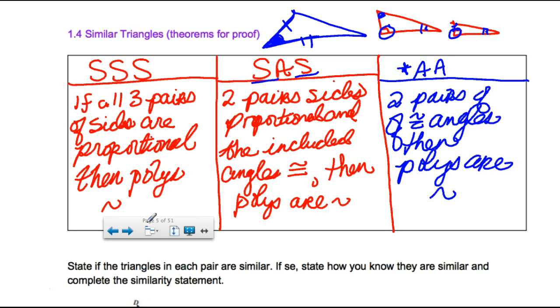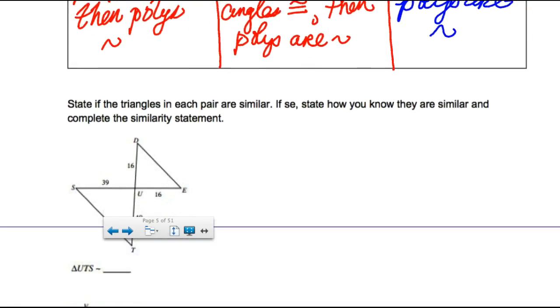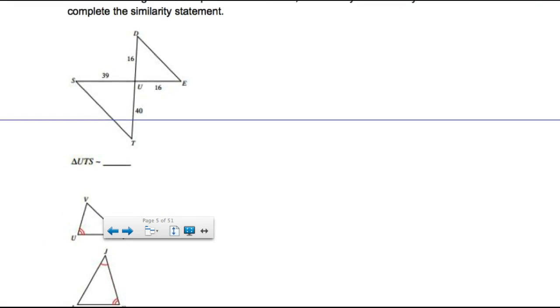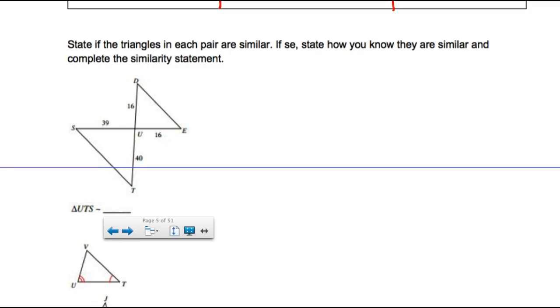So we've got three ways that we can show that triangles are similar. And we're not going to write proofs, but you will have to state if they're similar, and then if they are, state how you know, and then it says to complete the similarity statement. So no proofs, which should make you happy, but still the same knowledge required in writing a proof. So let's go ahead and start.